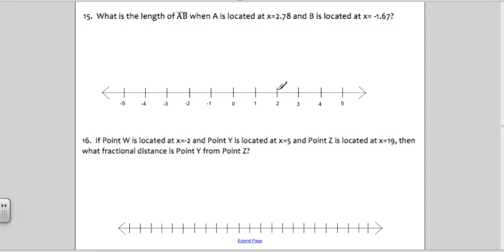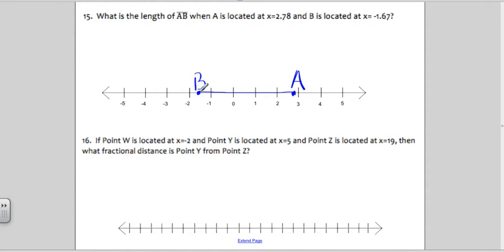Alright, number 15. So on number 15 we have some decimals here. What I want to do is plot where those would approximately be on the number line. So I would have positive 2.78, so that would be approximately there. So that's point A. Then B is at negative 1.67, so that's approximately here. And I want to find out the distance between them, or the length of the segment. So I want to find out how far they are apart.